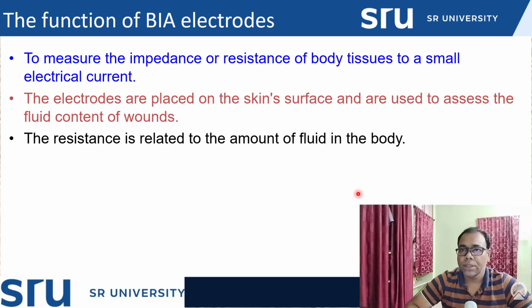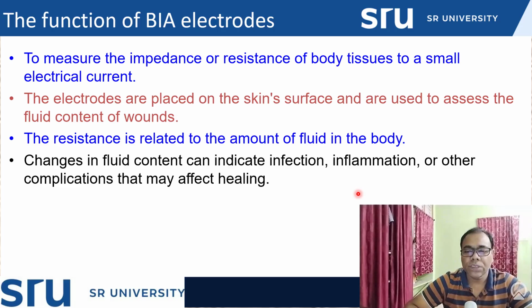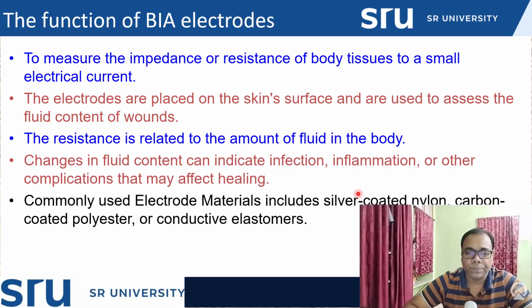After knowing about the body reactance and resistance of the wound healing area, only then can the doctor go for their planning. Similarly, it can measure the changes in the body, such as infection, inflammation and other complications that may affect the healing process. So this information can also be captured from the electrode, and based on that the doctor can plan the further treatment process.